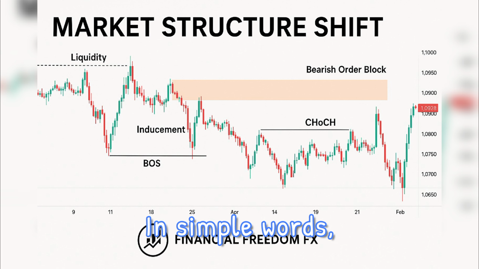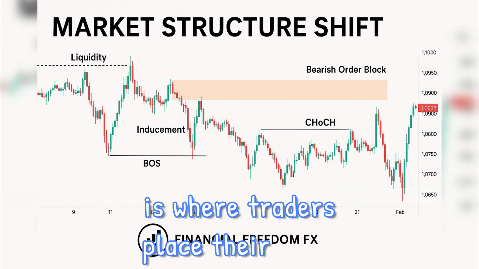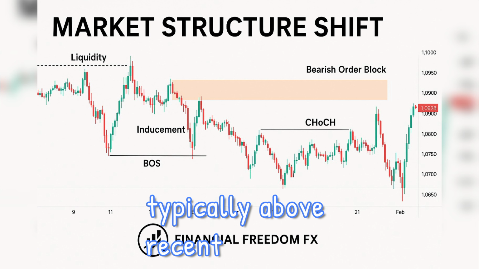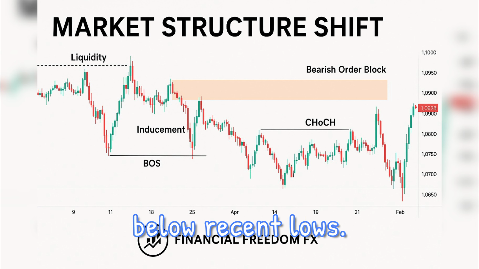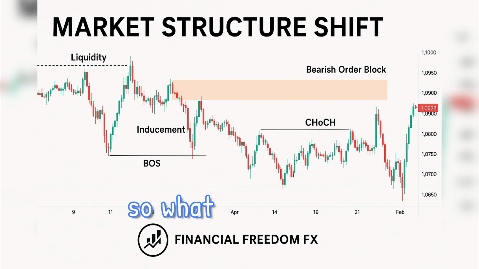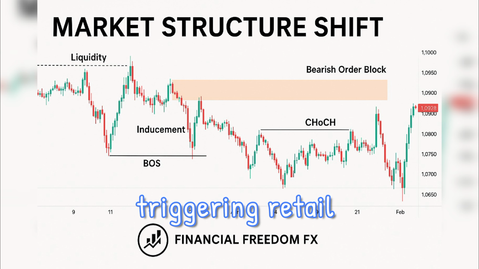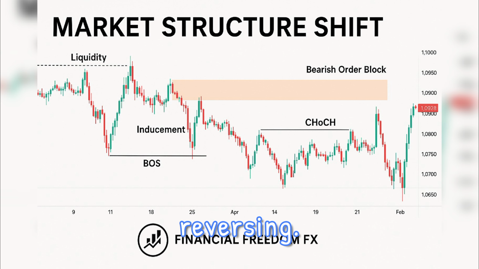In simple words, liquidity is where traders place their stop losses, typically above recent highs or below recent lows. The market knows this, so what does smart money do? It pushes price upward just enough to grab that liquidity, triggering retail stop losses, before immediately reversing.